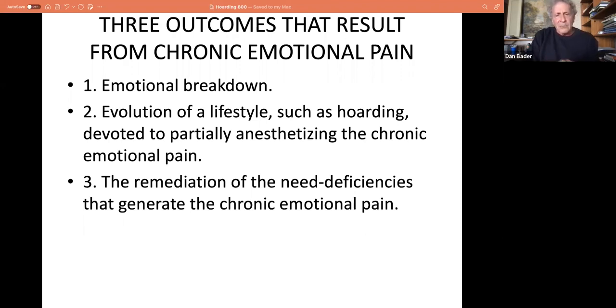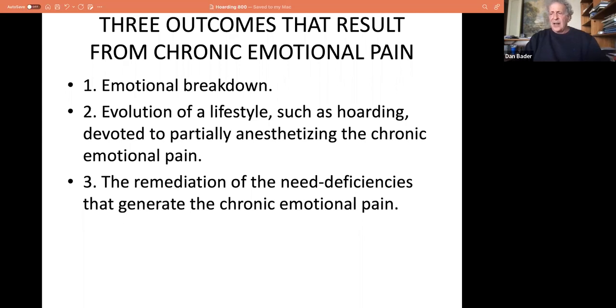So what mostly happens is the evolution of a lifestyle such as hoarding, devoted to partially anesthetizing the chronic emotional pain. Now, clearly people can use drugs, they can use comfort food, they can drink, they can smoke cigarettes, they can gamble. Look at pornography. There's all sorts of things that people can do to anesthetize chronic emotional pain to save themselves from having a full-blown breakdown.